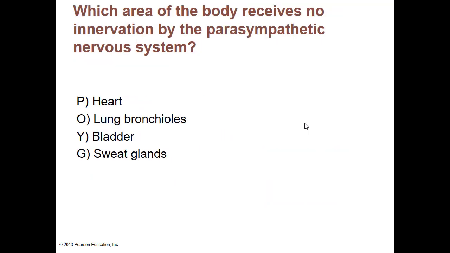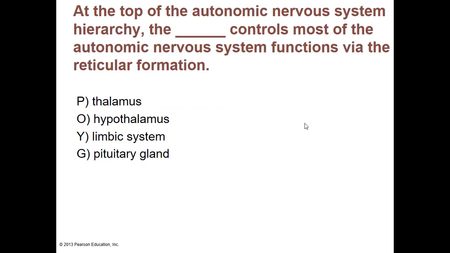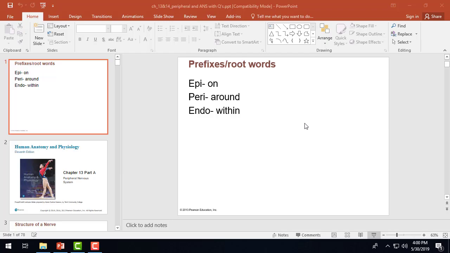Area that receives no innervation by the parasympathetic nervous system: your sweat glands. You're not sweating under stress or when you're at rest. Yes, if you're hot, but you're not just sweating. The sympathetic is involved in all of those things. At the top of the autonomic nervous system is your hypothalamus, and I think that was the end. And we finished. I knew we'd come close. Now, things to do before I see you.